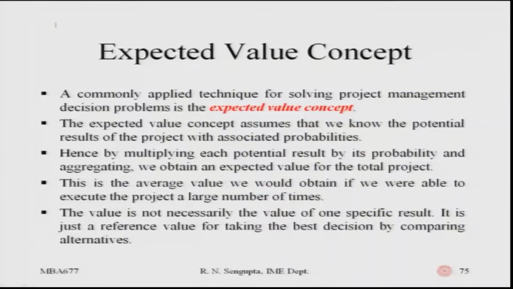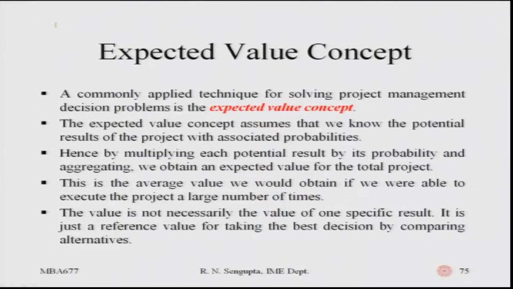A commonly applied technique for solving project management problems is the expected value concept. We will come to that later on. We have been mentioning mean value, and it has something to do with the concept of mean value. The expected value concept assumes that we know the potential result with some associated probability. So, if the associated probability is known, we have the expected value, we also have the variance, because both expected value, which is the first moment, and variance, which is the second moment, would give us a lot of information and implication of how the project is going.